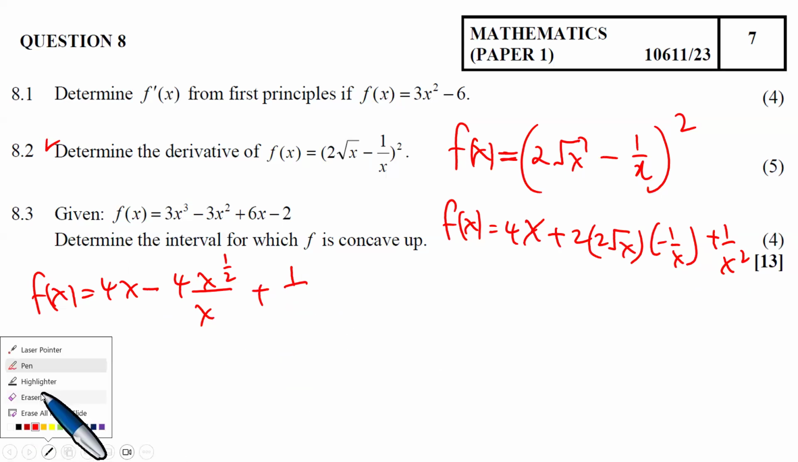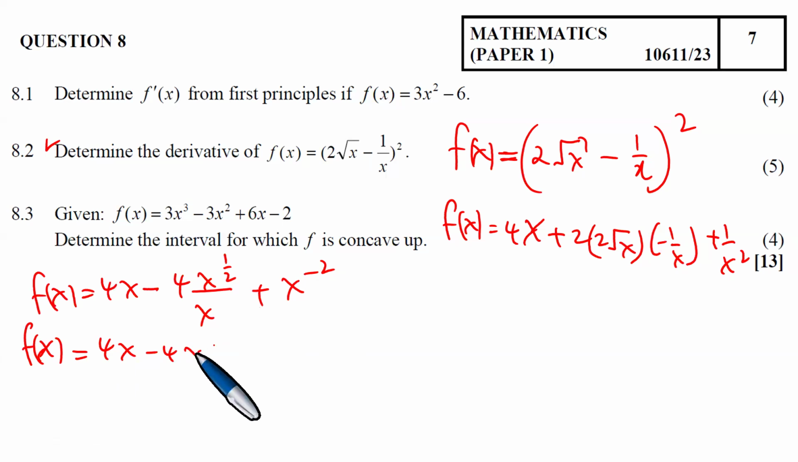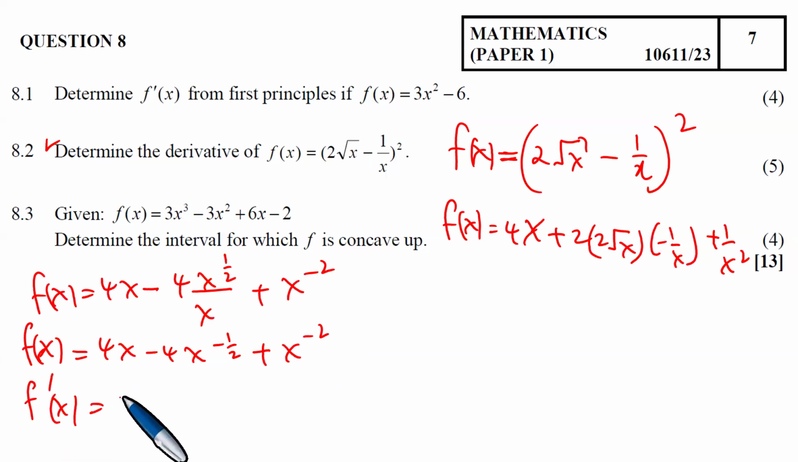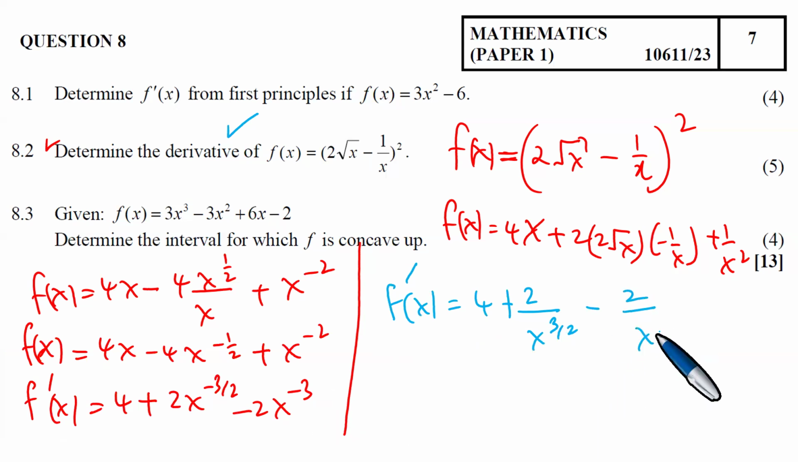So this one here is x to the minus 2, so that f of x is 4x, and then we have minus 4, you divide this one, x to the minus 1/2, x to the minus 2. So that we have the derivative of 4x, which is 4, plus 2x to the minus 3 over 2, minus 2x to the minus 3. That becomes a derivative. But now you can do it in blue color. That is the first derivative. So the first derivative, f prime, is 4 plus 2 over x to the power 3 over 2 minus 2 over x to the power 3, like that.